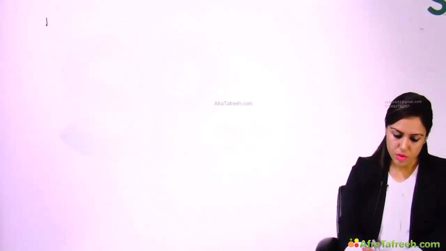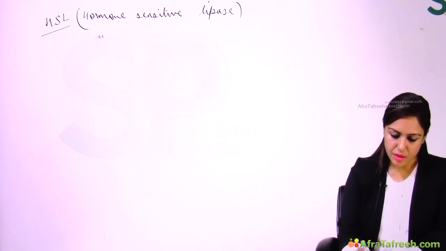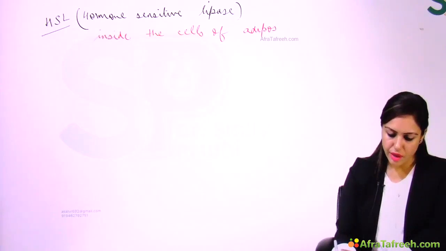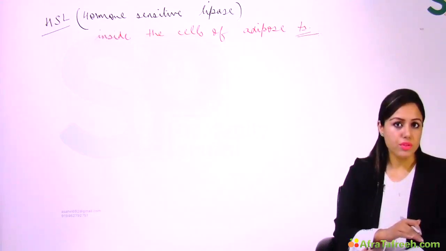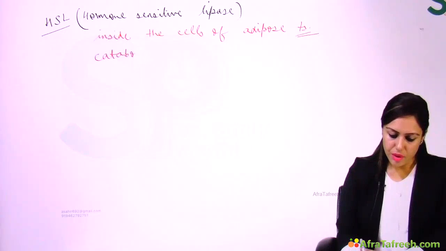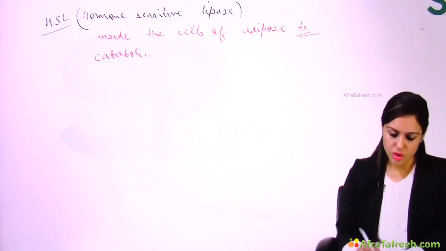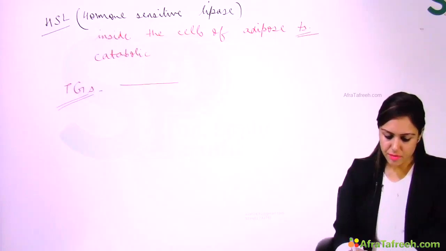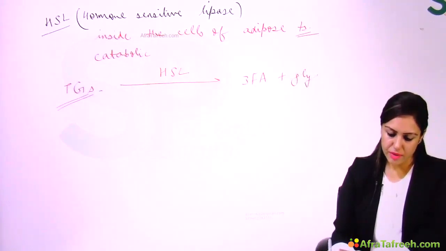And now coming to the other enzyme, hormone sensitive lipase. This enzyme is present inside the cells of adipose tissue. I told you lipoprotein lipase is present in the blood vessels, but this enzyme is present in the cells of adipose tissue, and it is a catabolic enzyme. When the body is in catabolism, it wants to use the fats of adipose tissue. Fats of adipose tissue are triglycerides. They are broken by hormone sensitive lipase again into fatty acid and glycerol.